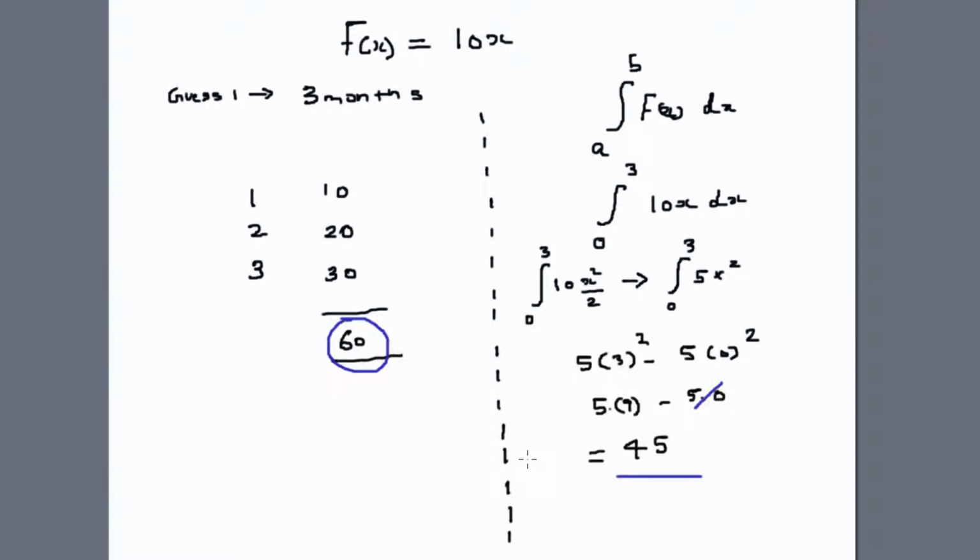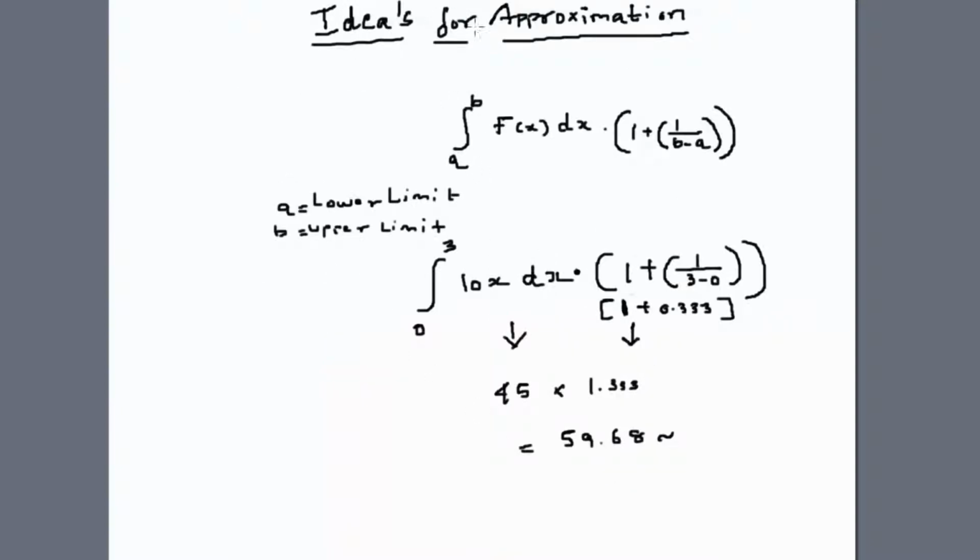Let's take a look at my rule of approximation. So my idea of approximation is this. The same function remains. What you're going to add is this factor. We're going to call it the approximation factor. It is something like this: 1 plus 1 by (b minus a). And that's it. This looks a little bit complicated, but it's very, very simple.